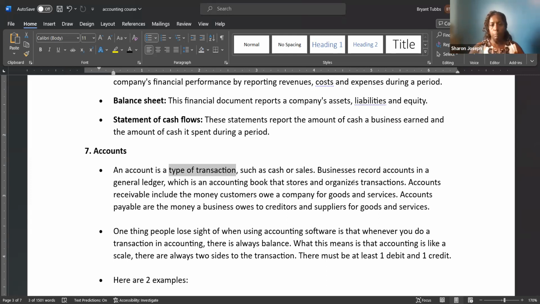So let's talk about some specific accounts. Accounts receivable includes money a customer owes a company for goods or services. Accounts payable is the money a business owes creditors or suppliers. Those are just specific types of accounts. We can talk about chart of accounts at another time, and we can start looking at some more details later on. I just want to talk about the overview of these accounting concepts.